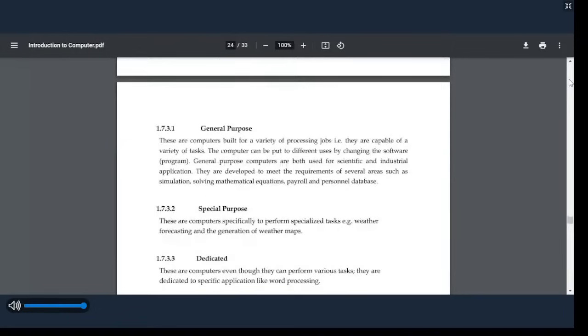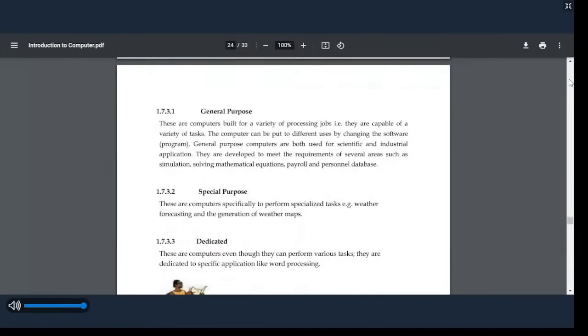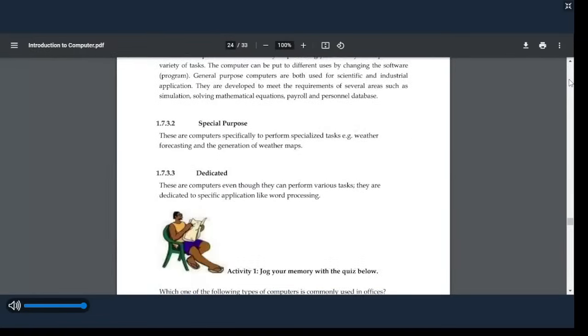We have the special purpose computers. These are computers built specifically to perform specialized tasks, e.g. weather forecasting and the generation of weather maps. Then we have the dedicated computers. These are computers that, even though they can perform various tasks, are dedicated to a specific application like word processing. So those we call the dedicated.